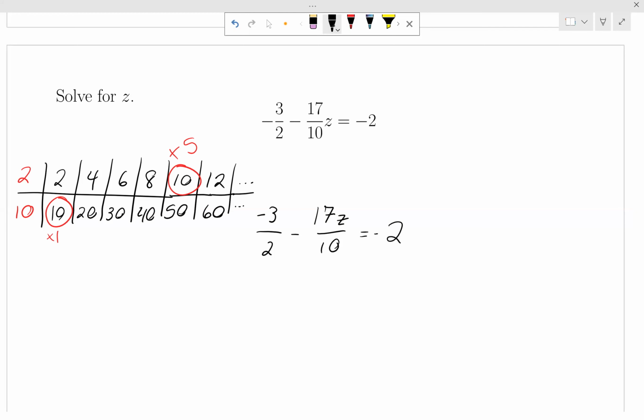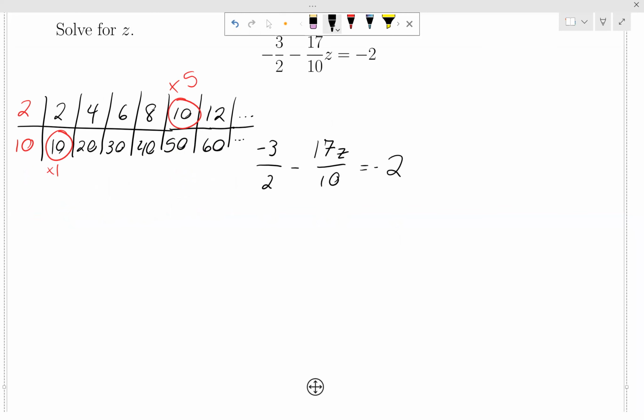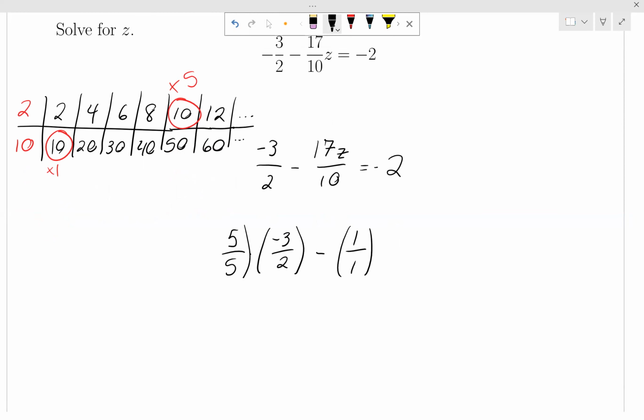So to get these to have the same denominator, what I'm going to do is multiply this first fraction, this -3/2, by 5 over 5. So 5 over 5 times -3/2 minus 1 over 1 times 17z over 10 equals -2. All right. So this kind of looks a little messy, like you're changing stuff, it's not the same.